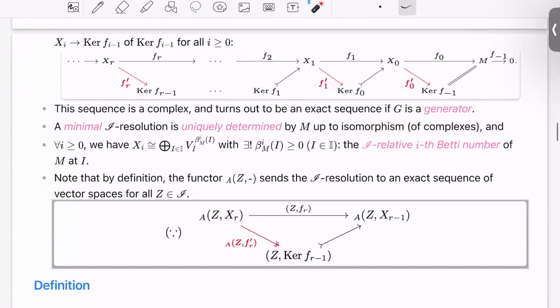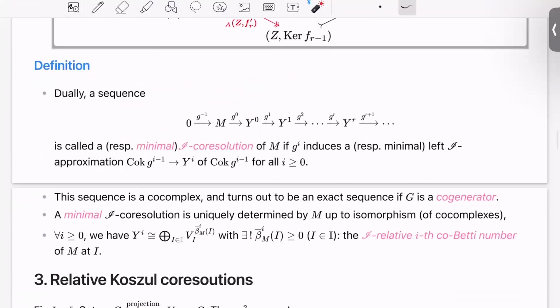Then if Z is an object, by definition this Hom functor sends the I-resolution to exact sequences, because here we have an epimorphism. So then this becomes exact. Okay, now dually, we define the I-coresolution or minimal I-coresolution by taking cokernels. And similarly, in the minimal case, the multiplicity is uniquely determined and it is called the co-Betti number.